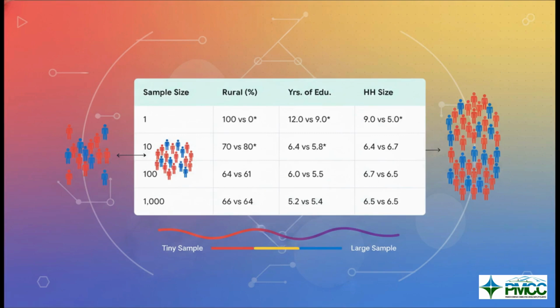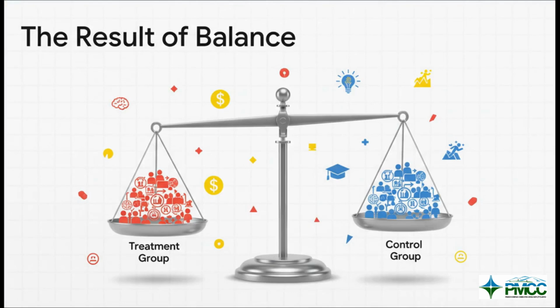When your sample size is tiny, like say 10 people, you can see some pretty big differences between them. But watch what happens as that sample size gets bigger, to 100, and then to 1,000. Those differences just shrink away until the groups are statistically the same. So with a large enough sample, random assignment basically ensures you have 2 groups that are, on average, identical mirror images of each other.